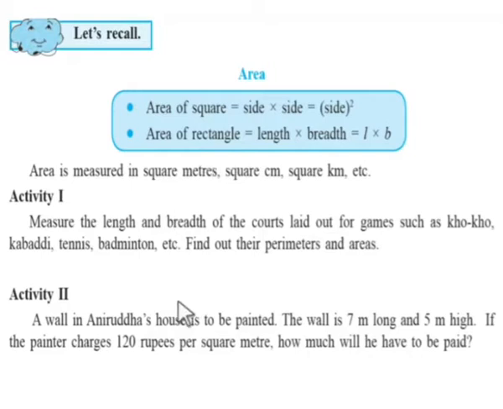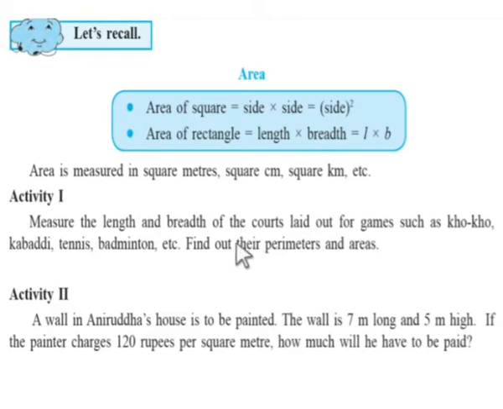Now children, here the two activities are given. These activities are to be done by you as instructed by the government. Here both the activities are very simple. Let us go through once. Measure the length and breadth of the courts laid out for games such as Kho-Kho, Kabaddi, tennis, badminton, etc. Find out their perimeters and areas.